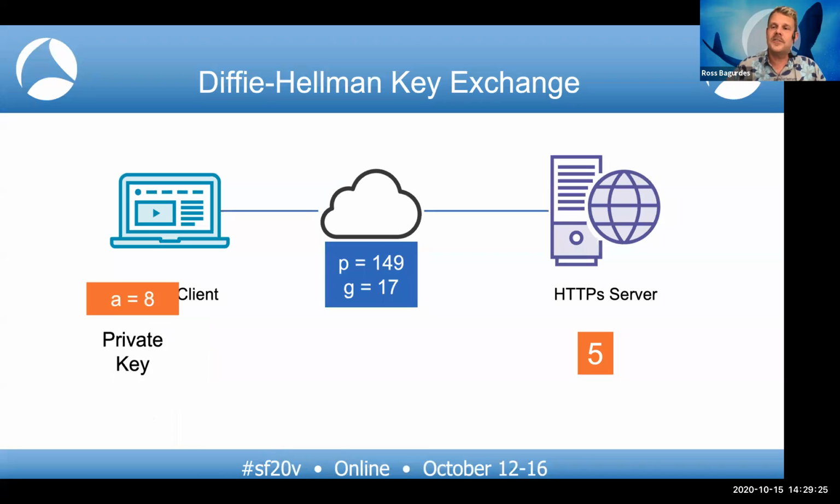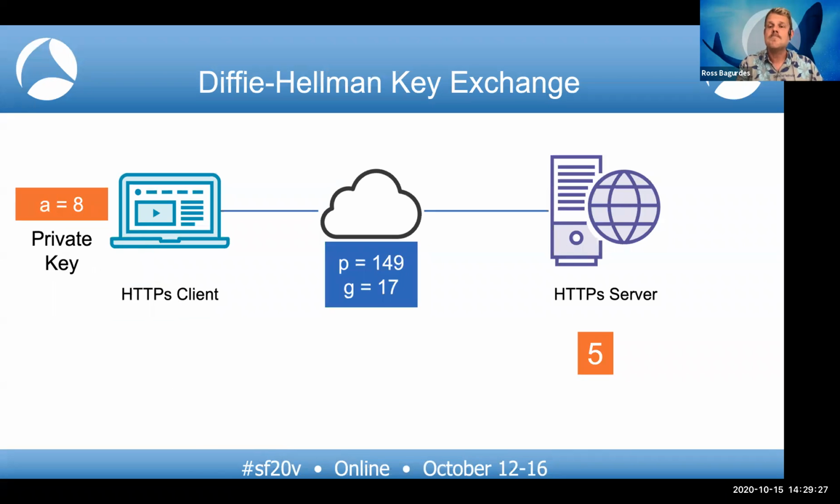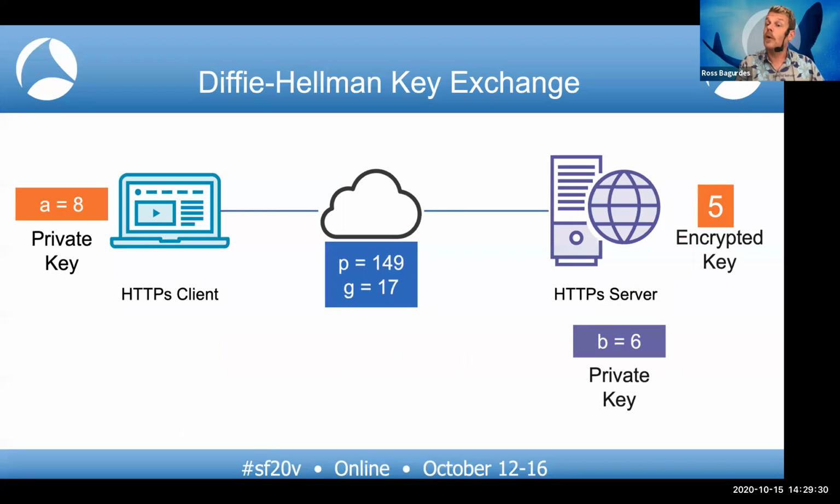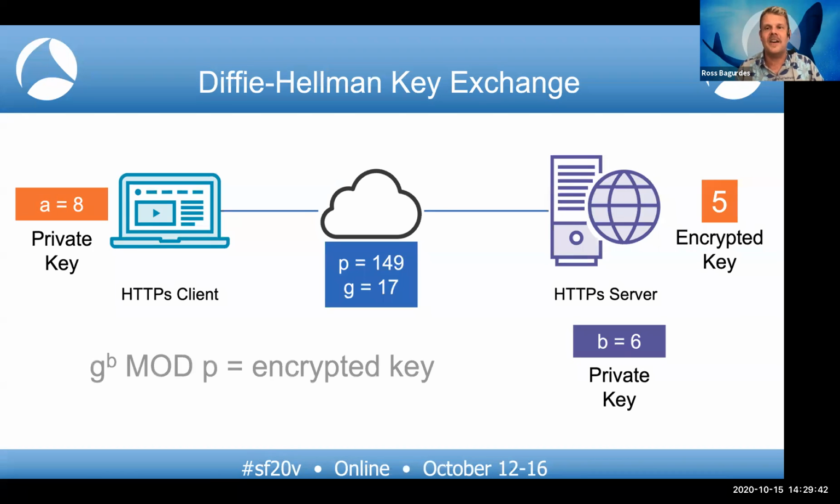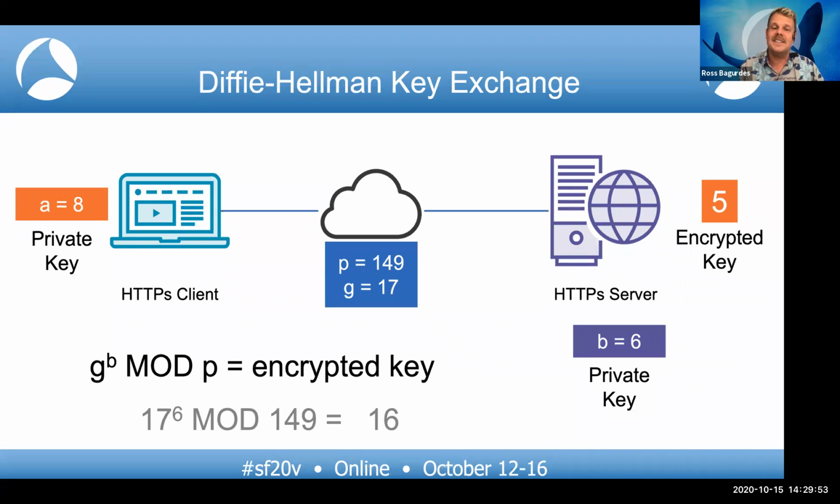The server then stores that in memory, and it does this equation for itself. All right, so that 5 that we calculated, that is the encrypted key. It's not really the encrypted key, but it's a component that we're going to use to generate the key. Server is going to do the same exact calculation. So the server is going to run the G value of the public key, raised to the power of the private key, mod P, and this time we get 16.